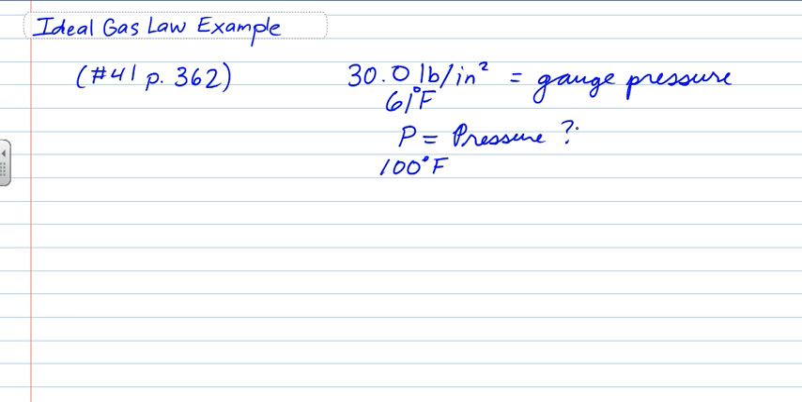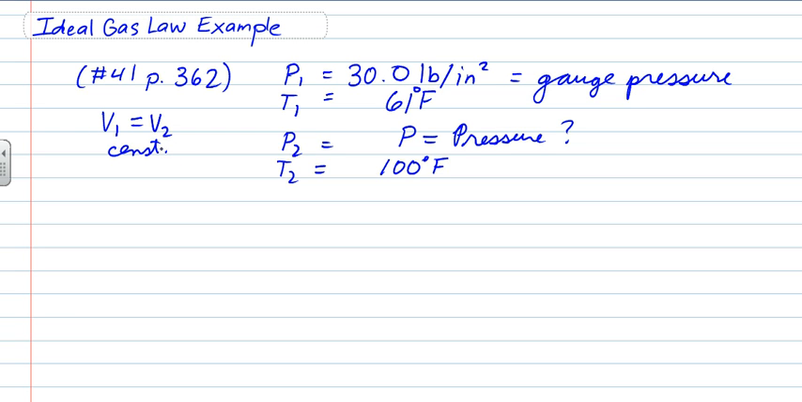Okay, so let's take a look at what we have here. We have P1, the starting pressure. We have T1, the starting temperature. We have P2, the unknown final pressure. And we have T2, the final temperature. And we're also given that V1 is equal to V2 because the volume stays constant.